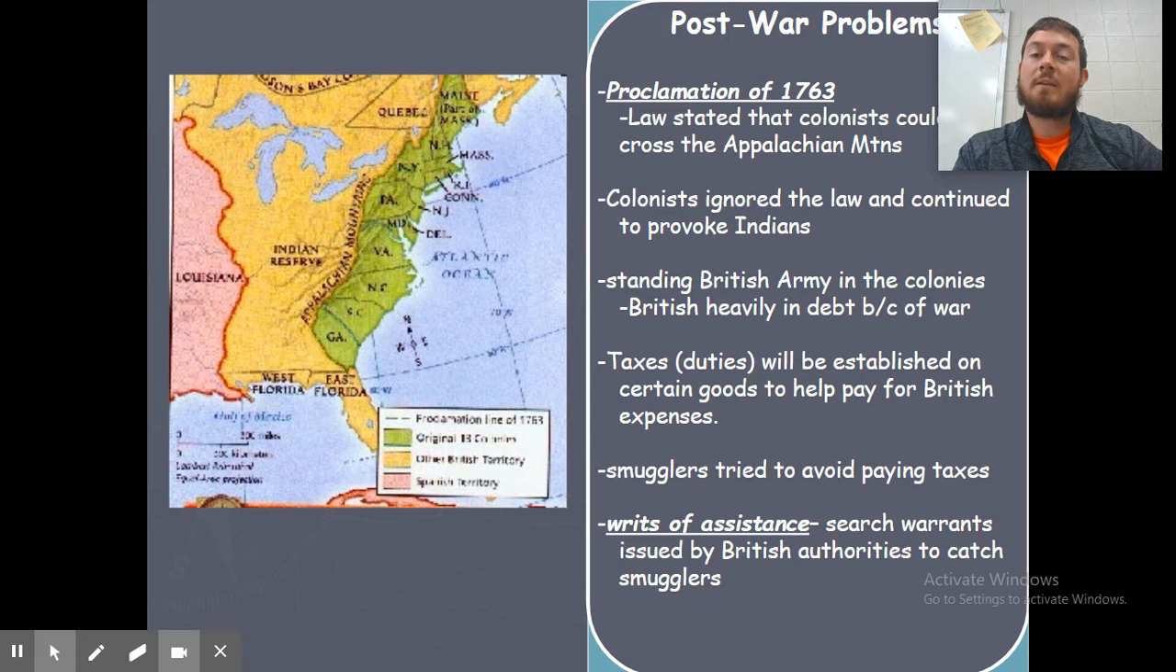Smugglers try to avoid paying taxes by smuggling goods and basically selling them on a black market. There are writs of assistance, basically search warrants, that are issued by the British authorities to catch smugglers. So no different today than somebody who is smuggling drugs. There are legal ways to get drugs, like through a doctor because you need them. And then there are people who smuggle them, kind of the same deal. Okay, police get a search warrant and they catch somebody smuggling drugs. They're in trouble. They go to jail. Same thing back then.